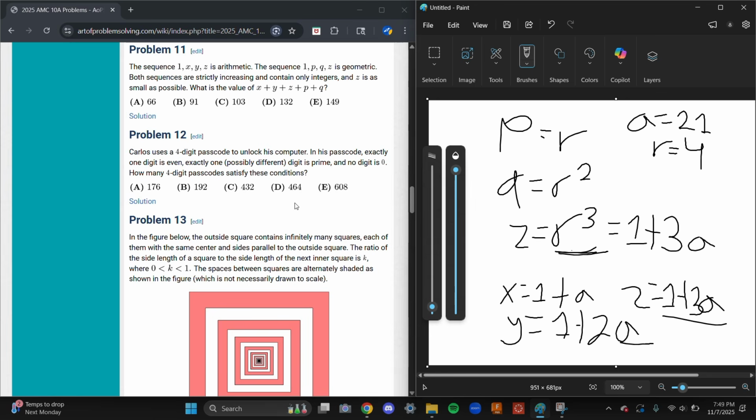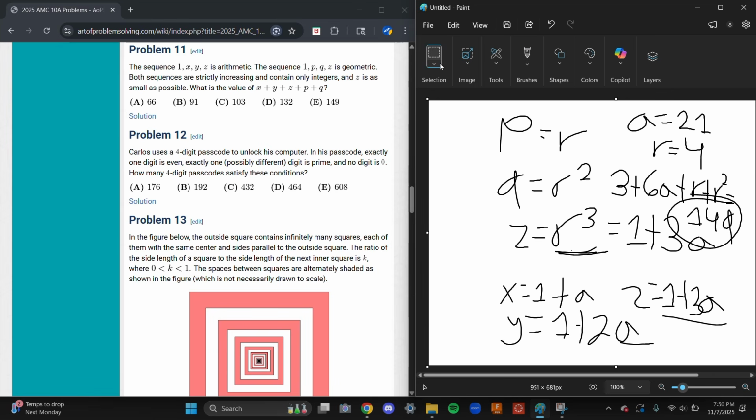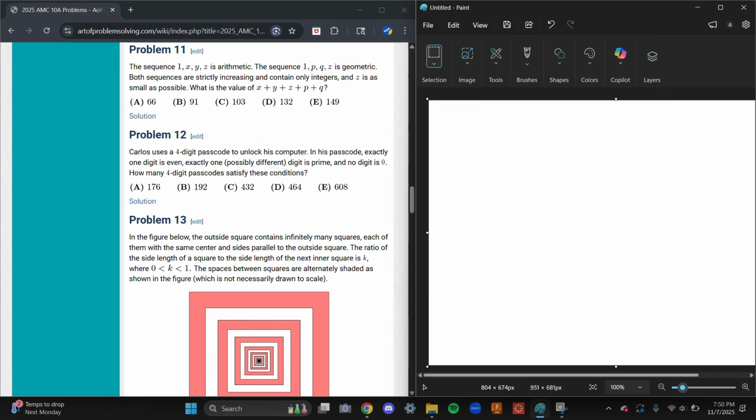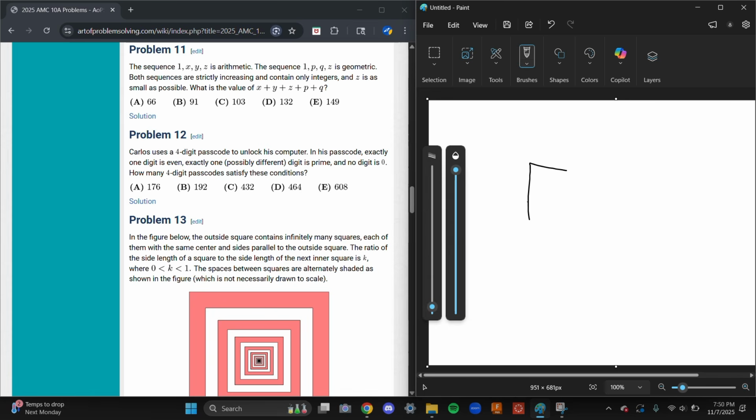Now it's asking for x plus y plus z plus p plus q. So for x plus y plus z, you can calculate z in one of two ways. I'm just going to use the arithmetic sequence. So x plus y plus z is going to be 3 plus 6a, plus p plus q, which is r plus r squared. And that is going to give us 149. So the final answer for problem number 11, let me write this out, is going to be E, 149.